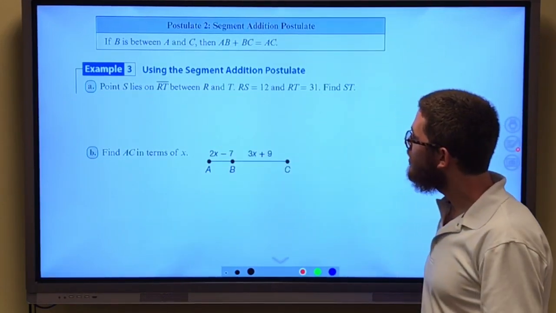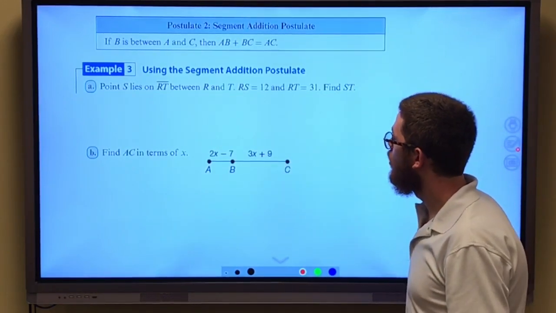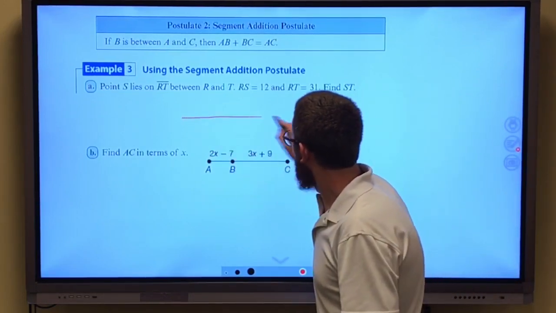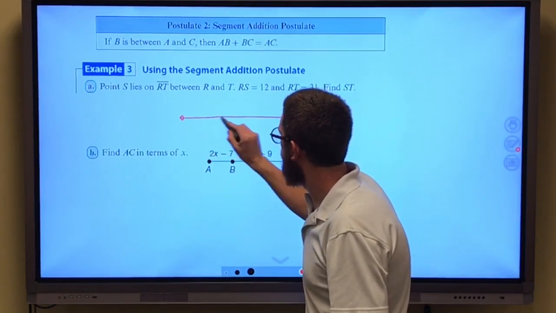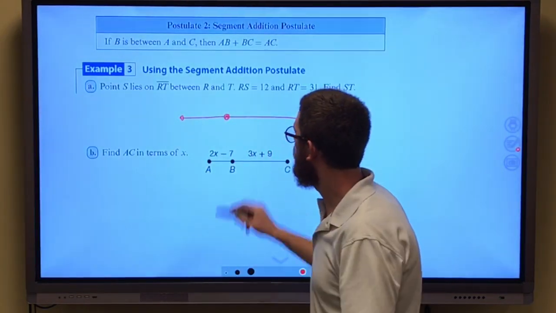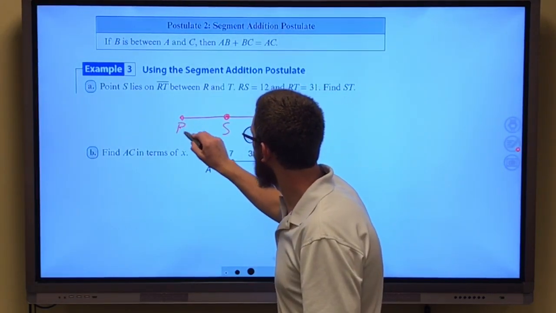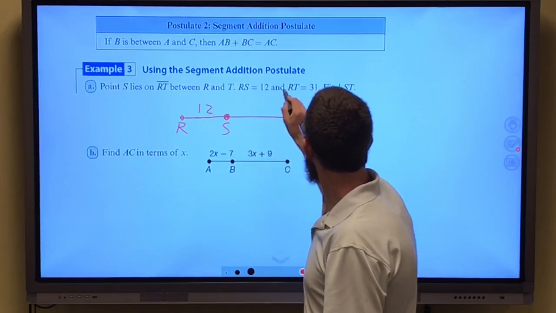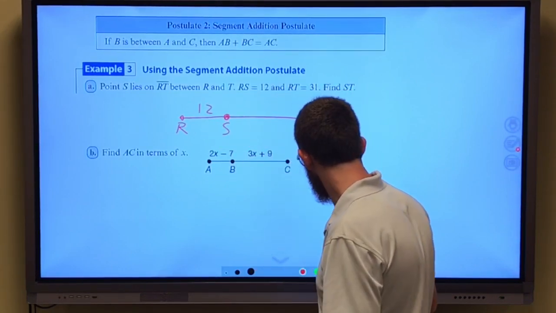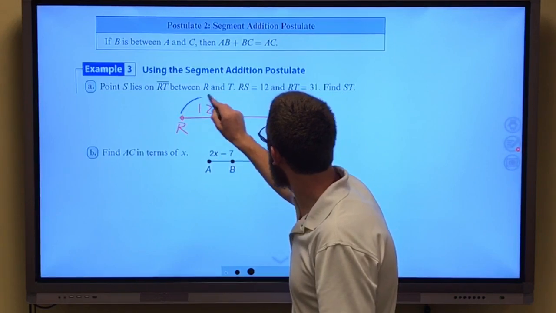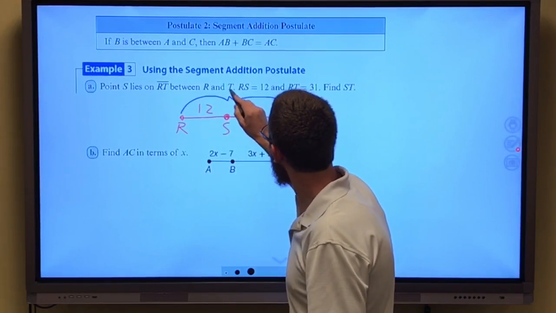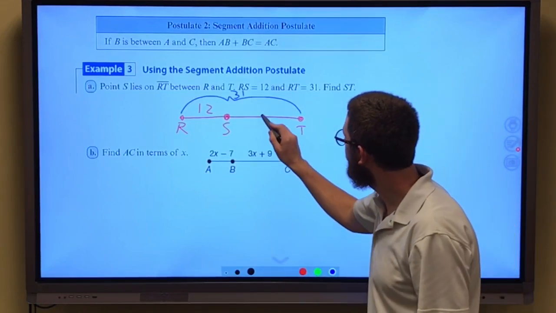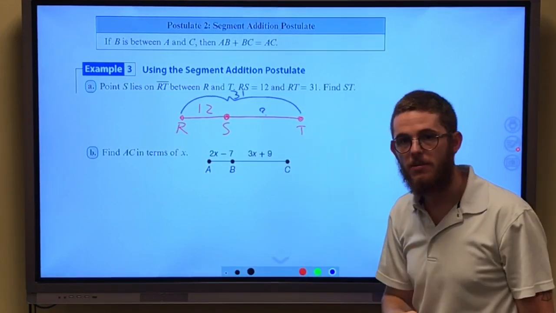A says point S lies on RT between R and T. Okay, I'm going to draw this. I would always draw a picture no matter how simple you think it's going to be. S is between R and T. RS is 12. RT is 31. This entire piece right here is 31. R to T is 31. We want to know what is ST. What is that missing piece?